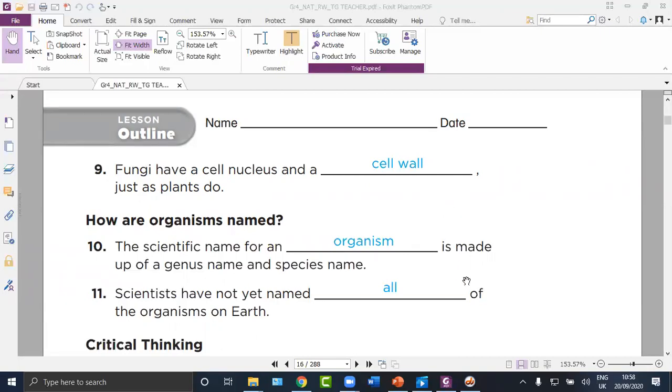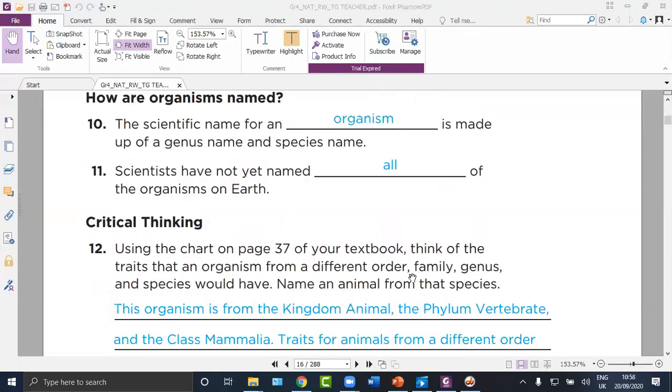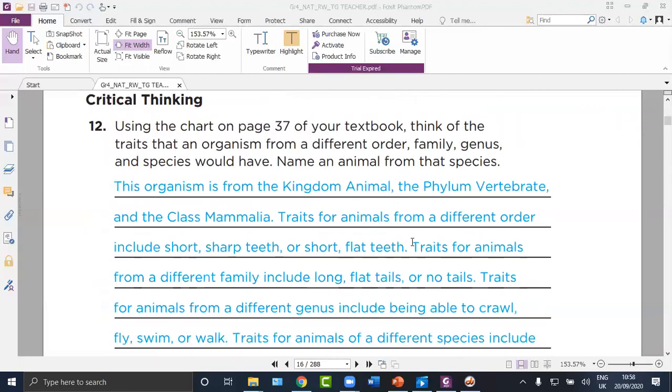Omar Arshad. Number 12. Using the chart on page 37 of your textbook, think of the traits that an organism from a different order, family, genus, and species would have. Name an animal from that species. Okay, here we can answer the questions.